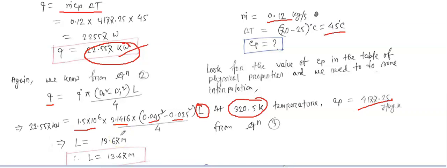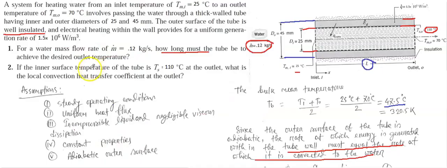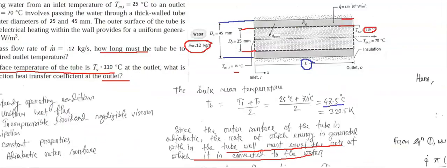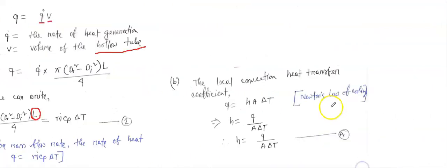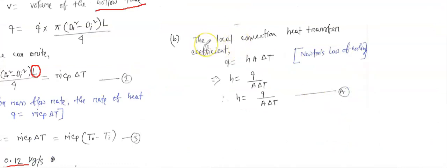So now we will start with the second part of this problem. If you can remember, the second part of this problem is, if the inner surface temperature is 110 at the outlet, what is the local convection heat transfer coefficient at outlet? So let's solve this part. So this is the section B.